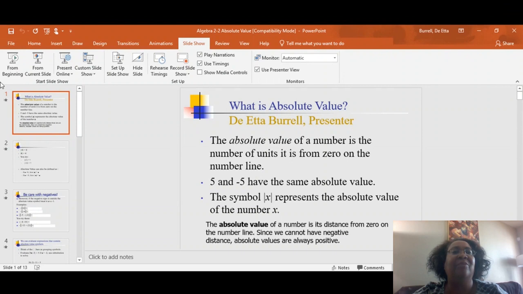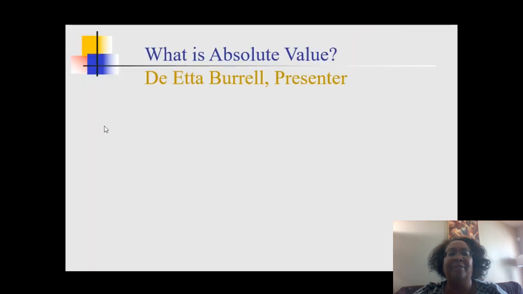Good evening. I had some questions about Algebra 2, Lesson 2 on absolute value. Let's talk a little bit about what absolute value is. I'm going to run a quick PowerPoint for you.